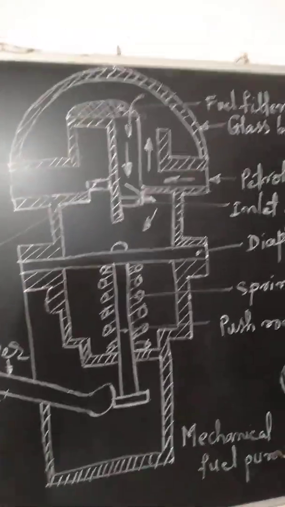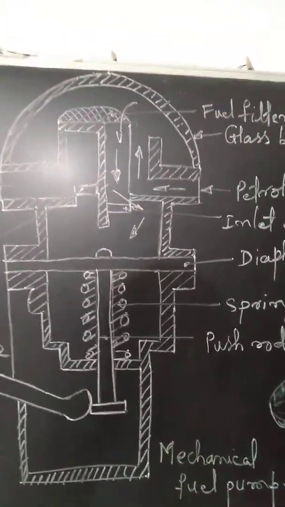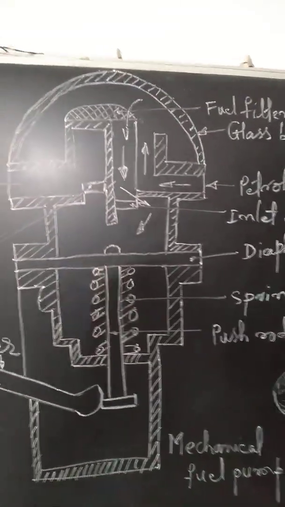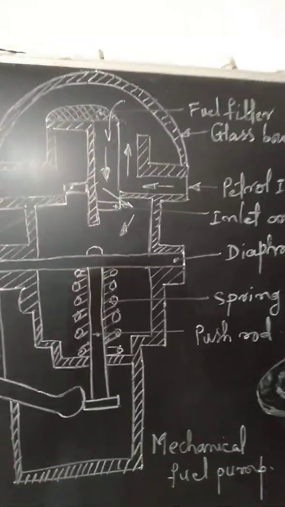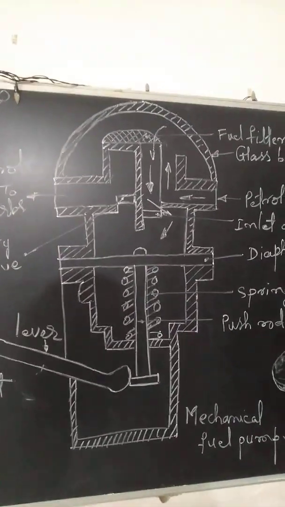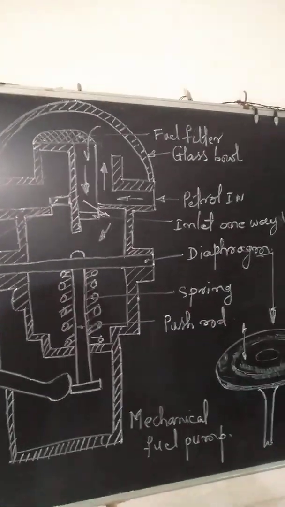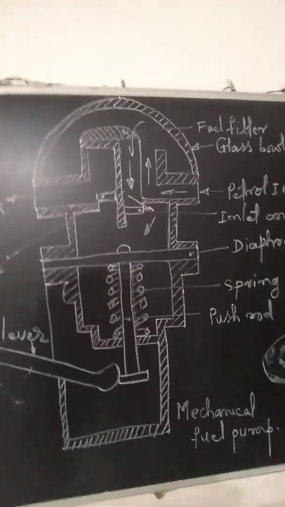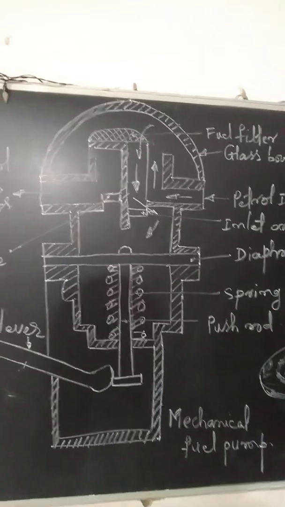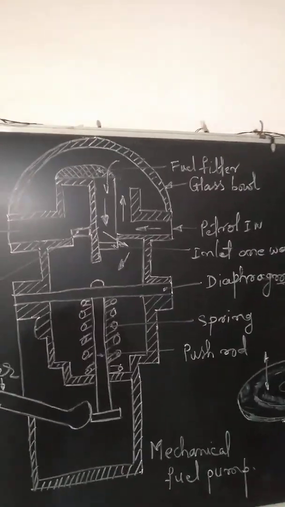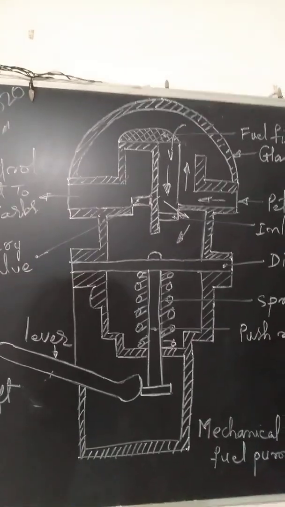In two-wheelers and all, the tank is just kept above the carburetor. So through gravity, the petrol from the tank will enter the carburetor. But in the passenger car, the petrol tank is kept far off. So this mechanical pump does the work of dragging the petrol from the tank till it is delivered to the carburetor.